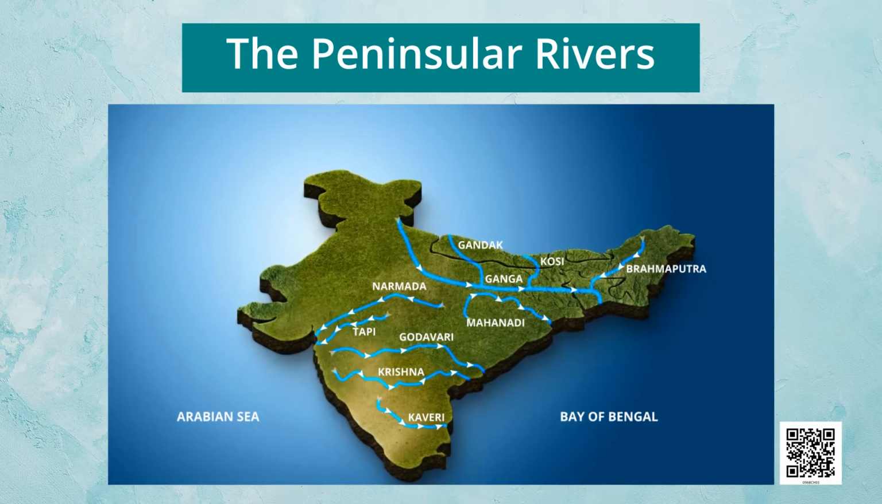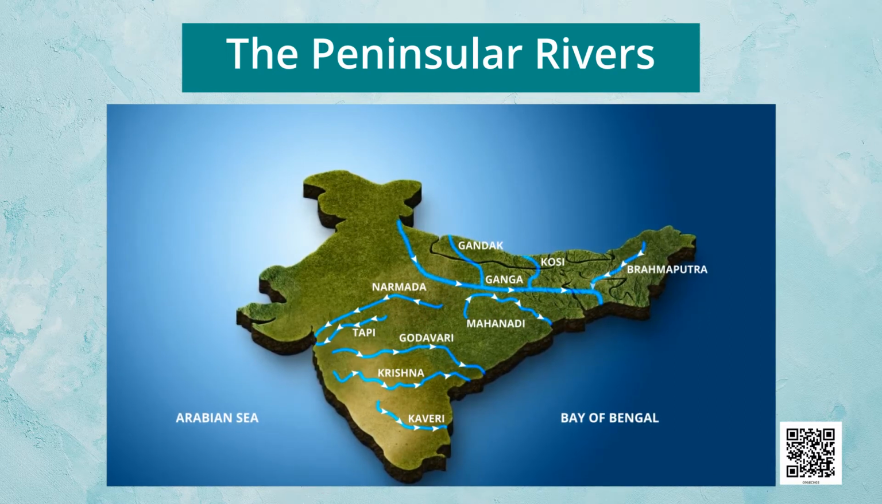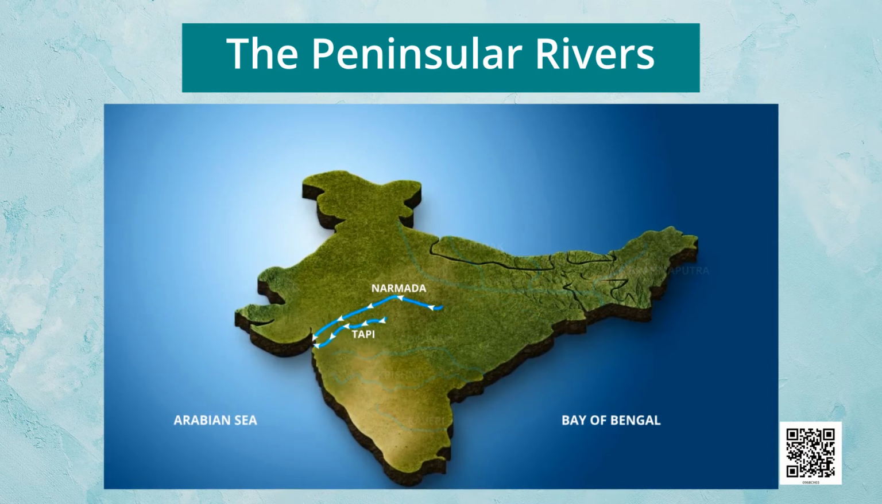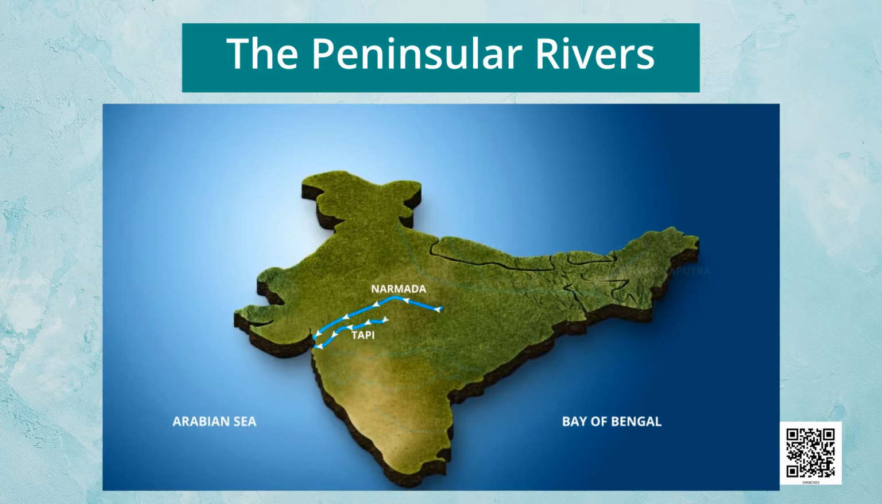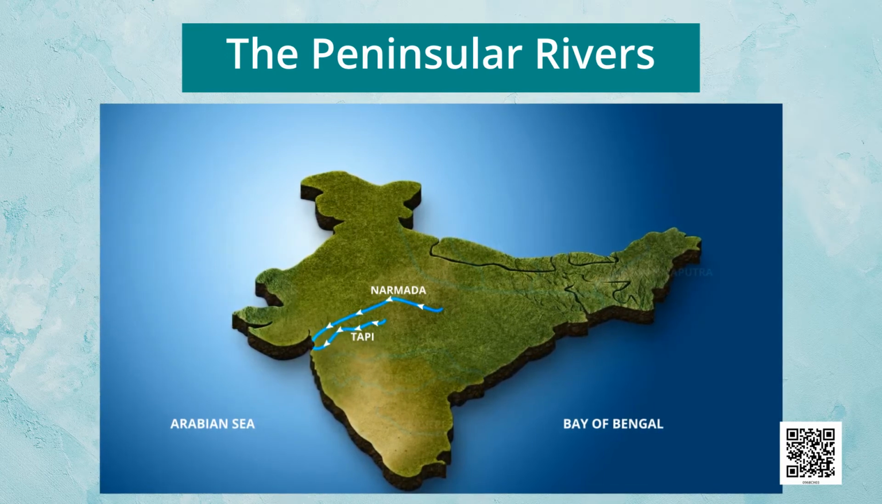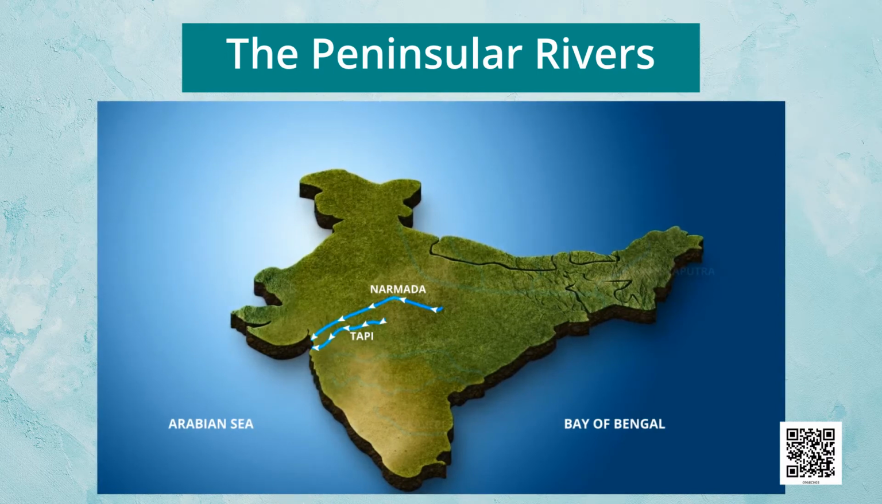There are numerous small streams flowing west of the Western Ghats. The Narmada and Tapi are the only long rivers which flow west and make estuaries. The drainage basins of peninsular rivers are comparatively small in size.